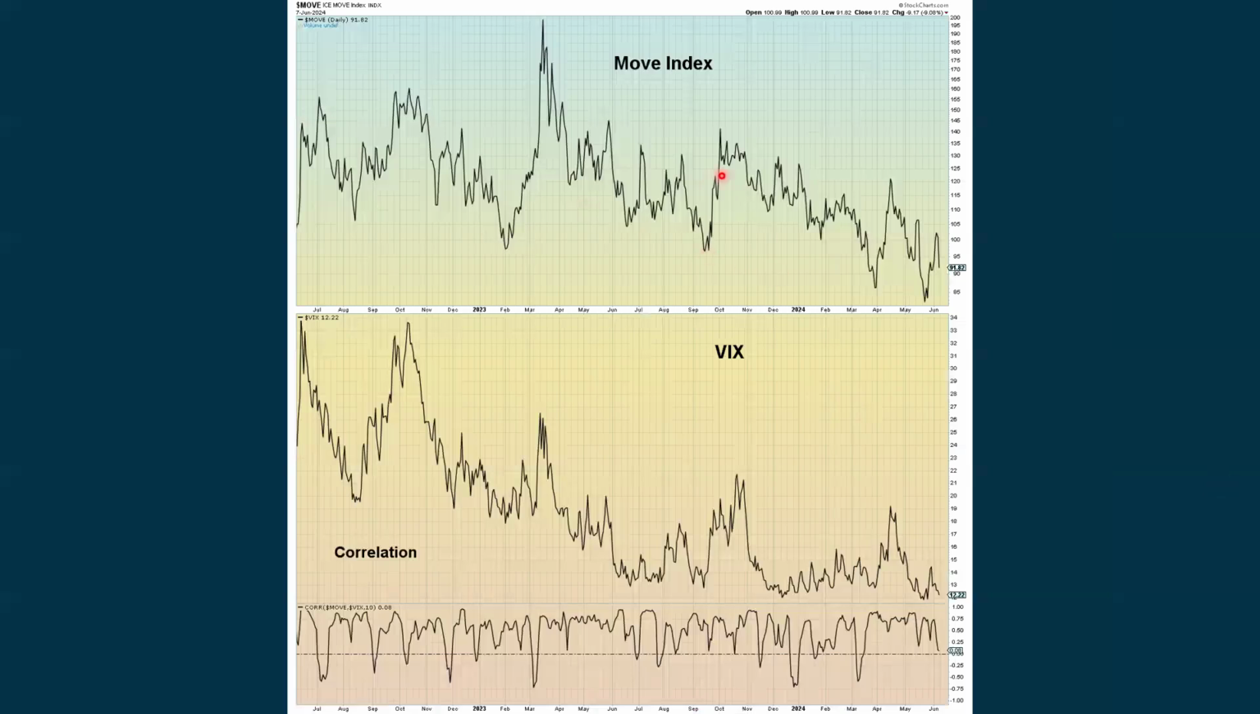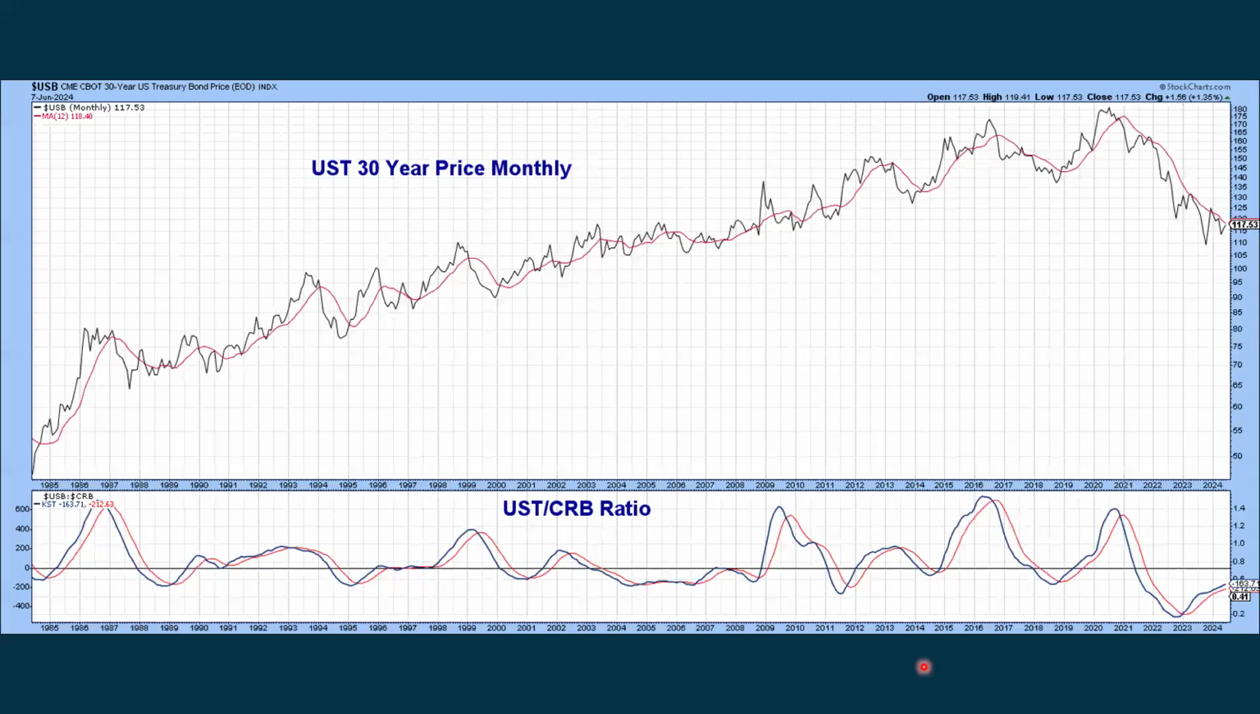We look at the MOVE index, which is the volatility of bonds on top, and VIX, which is the volatility of stocks in the middle area. And we see that the relationship between the two is almost neutral right now. So we're not really getting any insight from this chart.